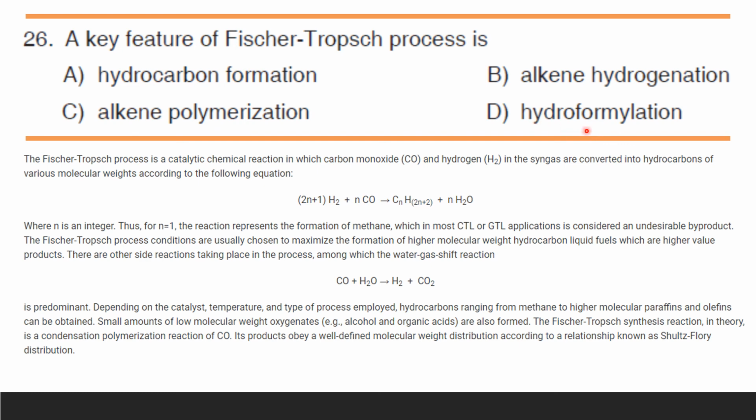So it is also a reaction which makes use of hydrogen and carbon monoxide, but it is not the process that is involved in the Fischer-Tropsch process. In Fischer-Tropsch process, we'll be using this synthesis gas to synthesize hydrocarbons. Therefore, the correct option for this question is option A, which is hydrocarbon formation. Okay, so that's all for this question.